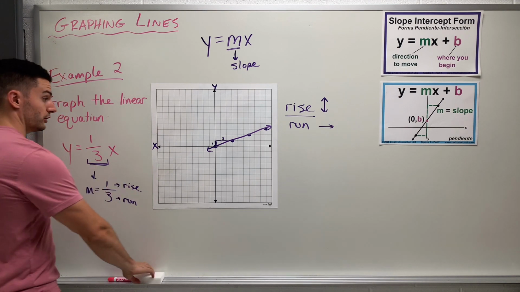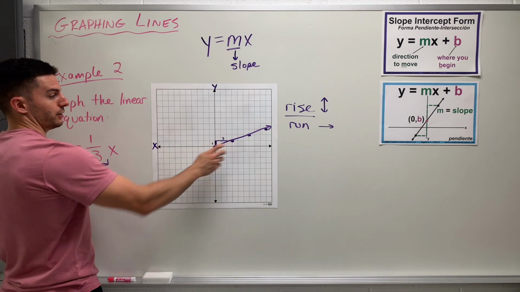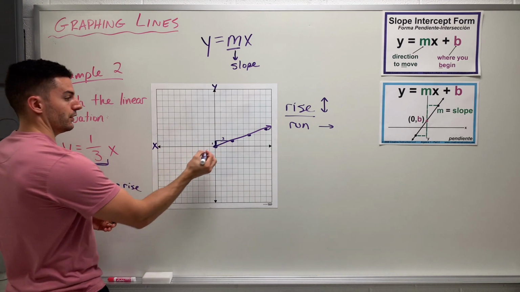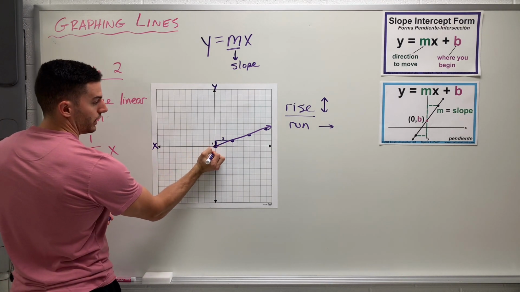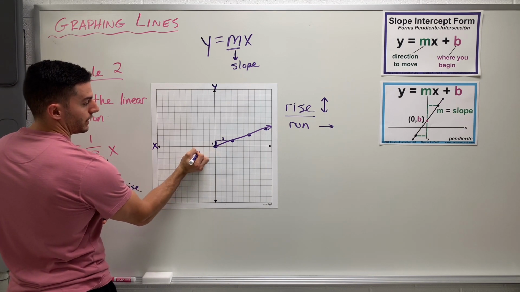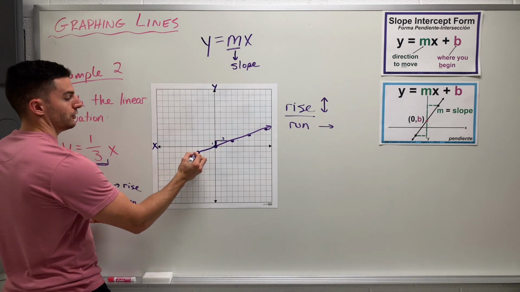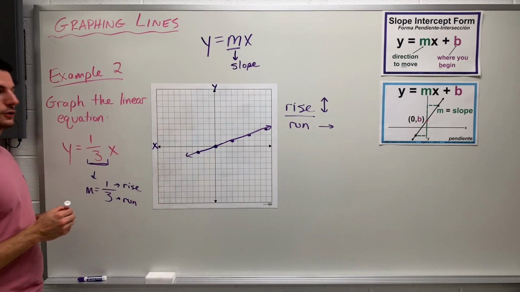And then again, to reverse that, I can do the opposite direction, right? Instead of going up 1 and right 3, negate both of those. Instead of up 1, I could go down 1. And then instead of right 3, I would go left 3. And so my first point going the other way would be there, and so on. So that's example 2 there in purple.